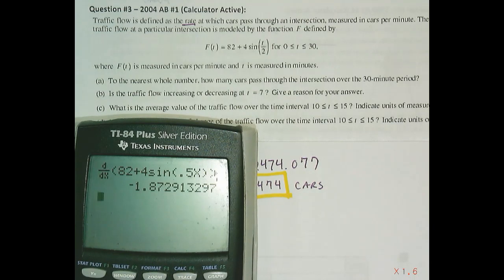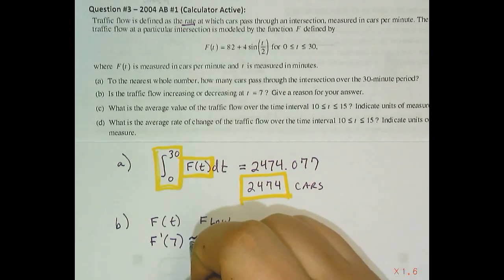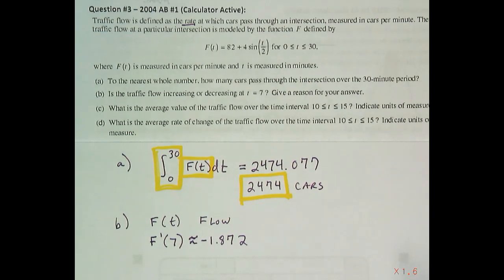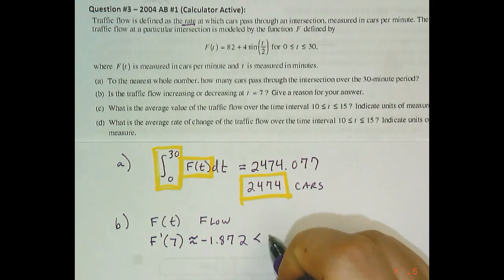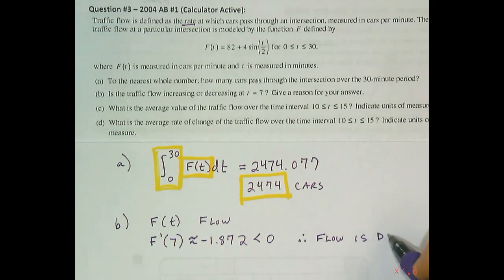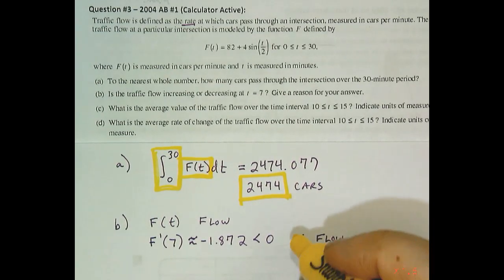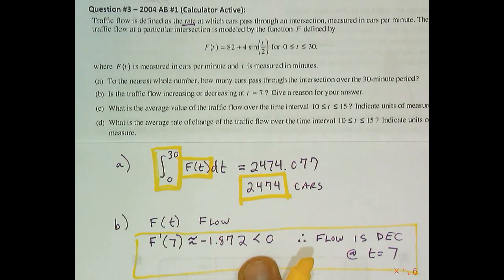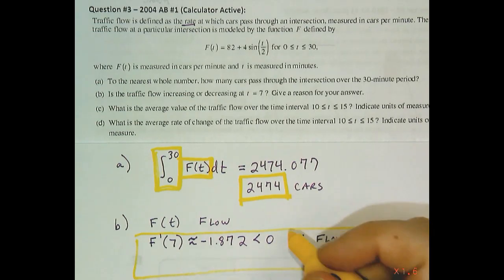Negative 1.872. If you took the derivative by hand, there's nothing wrong with that, except on a calculator active question, it's usually a little bit longer and more prone to mistakes. But you have to show that you found this value, which is less than 0, therefore flow is decreasing at t equals 7. The answer with the reason. Tell me the value of f prime and show that it's negative to draw your conclusion. It's only 1 point for part B.